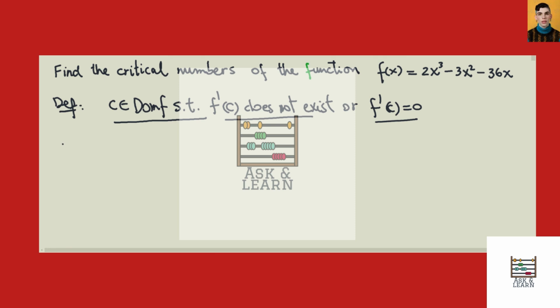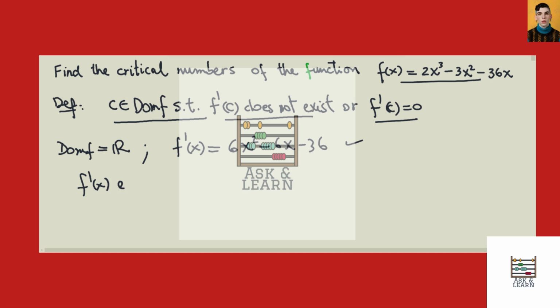So the first thing we're going to notice here is that the domain of this function is the real numbers, because it's a polynomial of degree 3, so it is well defined everywhere in the real numbers. So its domain is the set of all the real numbers. Following that, we find the derivative formula of the function, and it is 6x squared minus 6x minus 36. And we know a polynomial has derivatives everywhere. In fact, it's given by this formula, which is defined at all real numbers. So the derivative of f exists at every real number x.